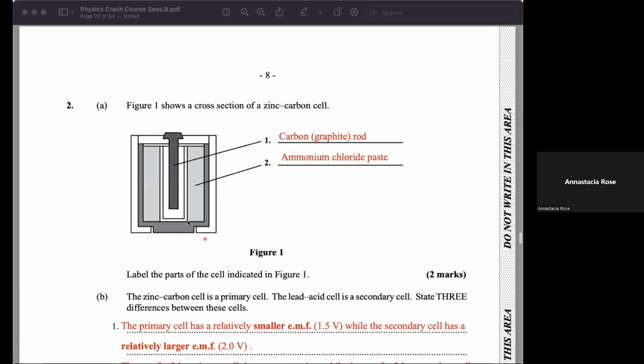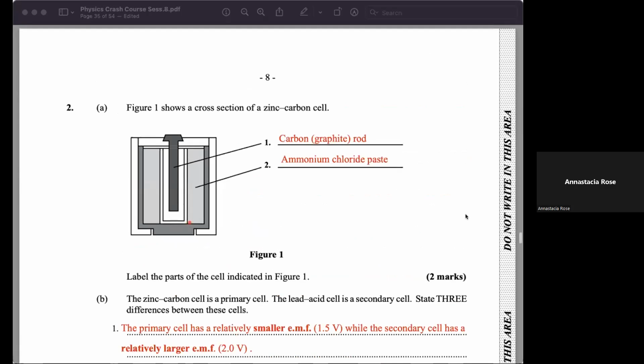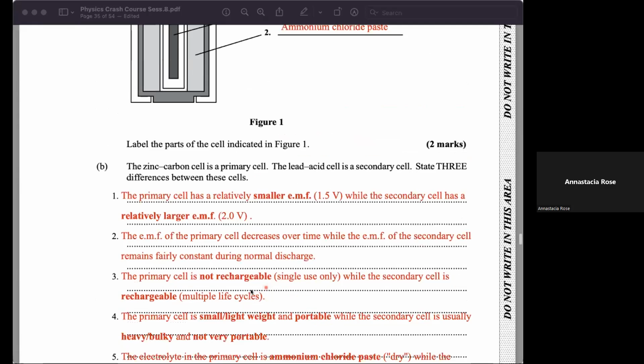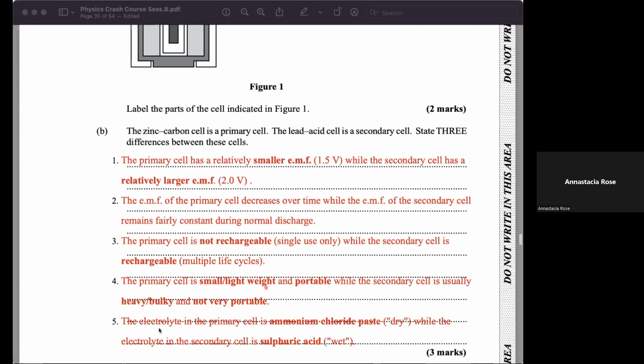Whereas in the lead acid cell, the electrolyte is the acid, right? That's sulfuric acid.